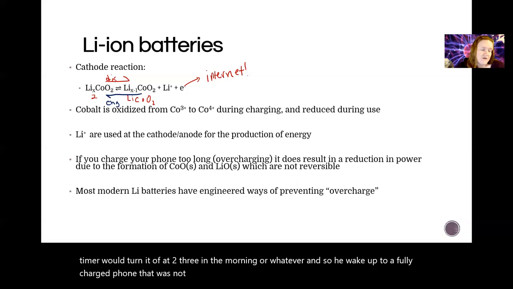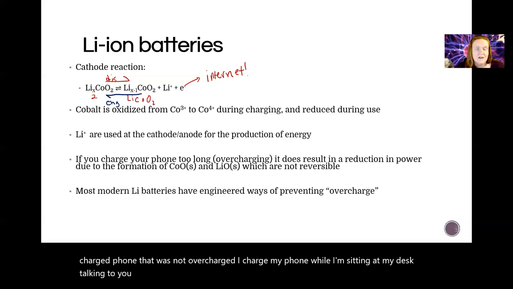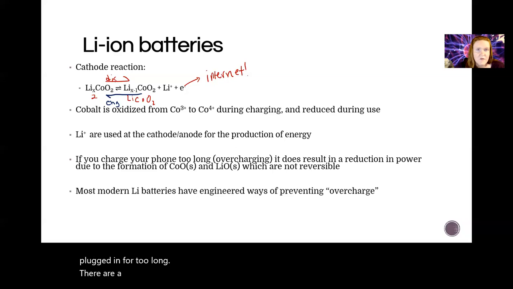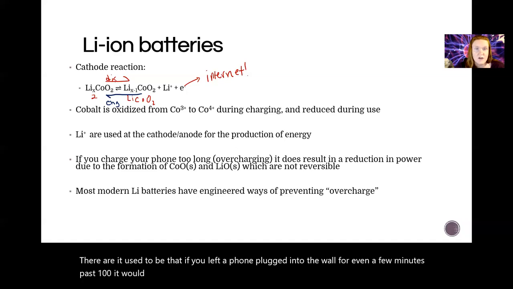I charge my phone while I'm sitting at my desk talking to you guys because I'm more aware of it then. And I don't leave it plugged in for too long. It used to be that if you left a phone plugged into the wall for even a few minutes past 100%, it would become overcharged and you could actually feel the difference in the battery.